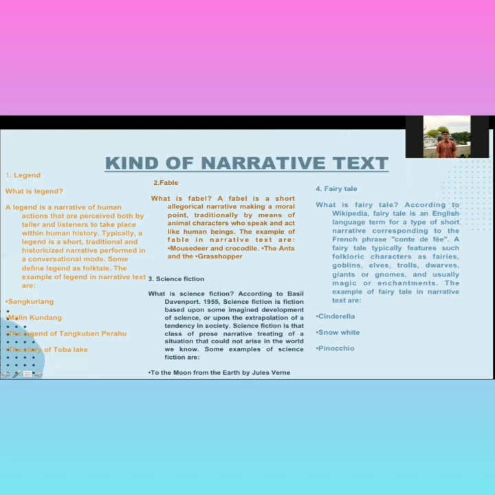So the last one is fairy tale. What is fairy tale? According to Wikipedia, fairy tale is an English language term for a type of short narrative corresponding to the French phrase conte de fées. A fairy tale typically features such folkloric characters as fairies, goblins, elves, trolls, dwarves, giants, or gnomes, and usually magic or enchantments. The examples of fairy tale in narrative texts are A. Cinderella, B. Snow White, and D. Pinocchio.